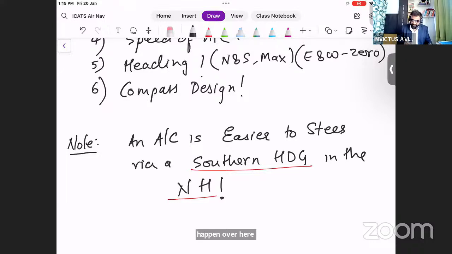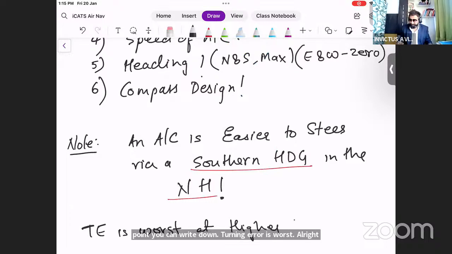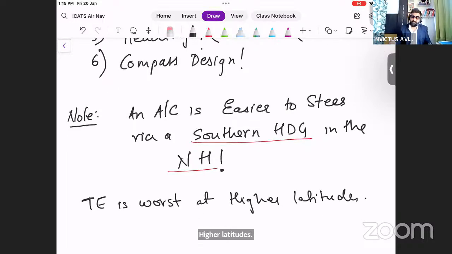Next point you can write down. Turning error is worst at higher latitudes. Why? Because of the increase in the Z component.